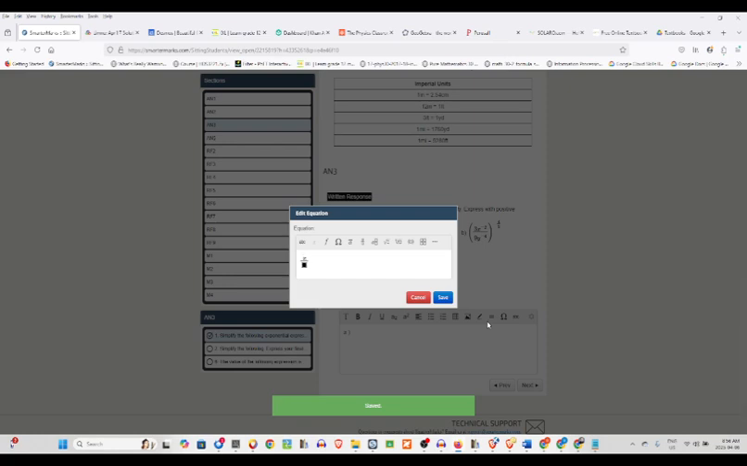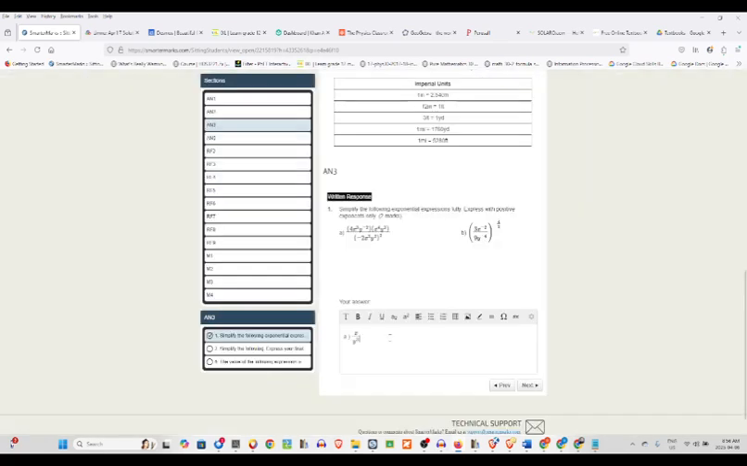x over y cubed. And yes, I do tend to use the keyboard commands, but we do have the fraction options on the menu, as well as the subscript and superscript. You could pick exponents, subscripts, and whatnot. But there's our simplified version of A.